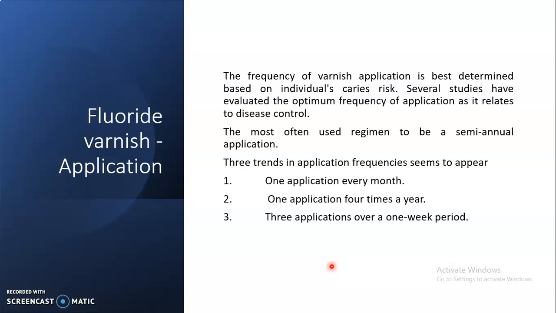Now coming to the application of sodium fluoride, the decision regarding application is directly related to the caries risk of the patient. There are different methods of estimating caries risk, and if the patient is at risk of caries, a fluoride varnish application is indicated. There are 3 frequencies that are usually recommended: one application every month, or one application 4 times a year, or 3 applications over a 1 week period. It all depends on the caries risk assessment of a particular individual.